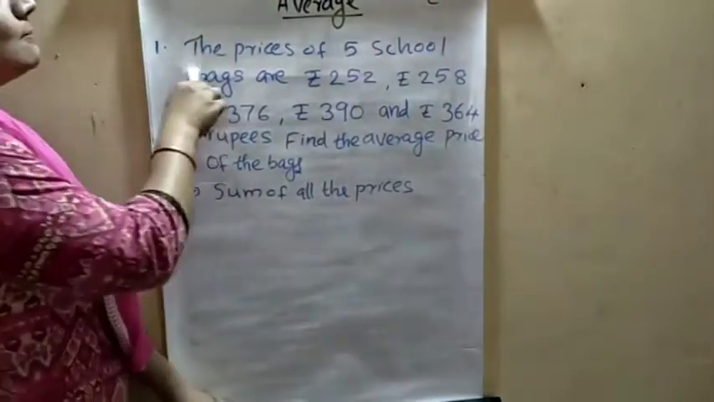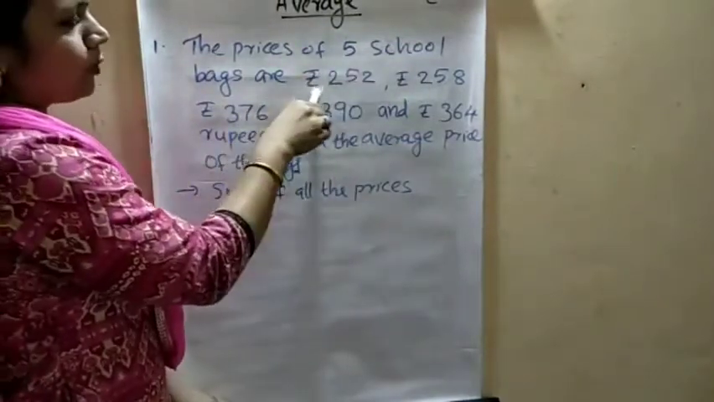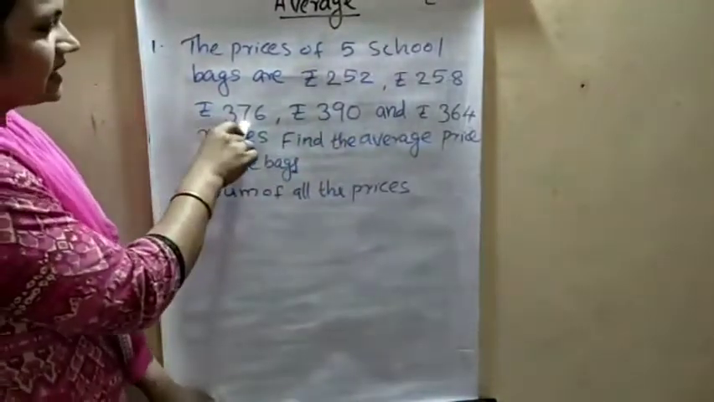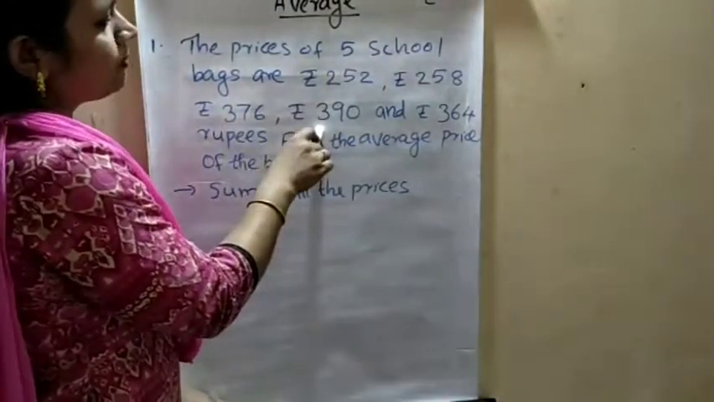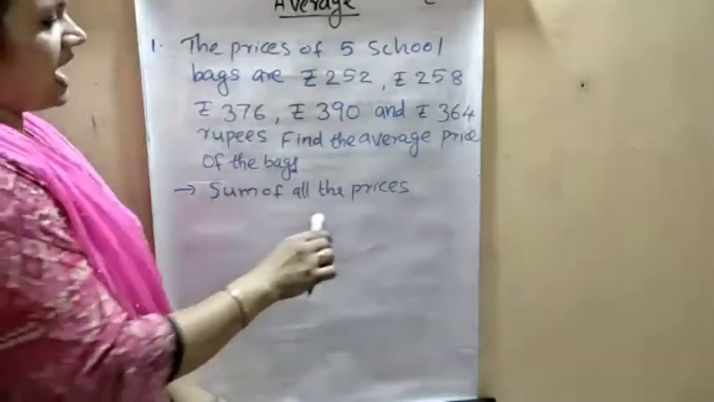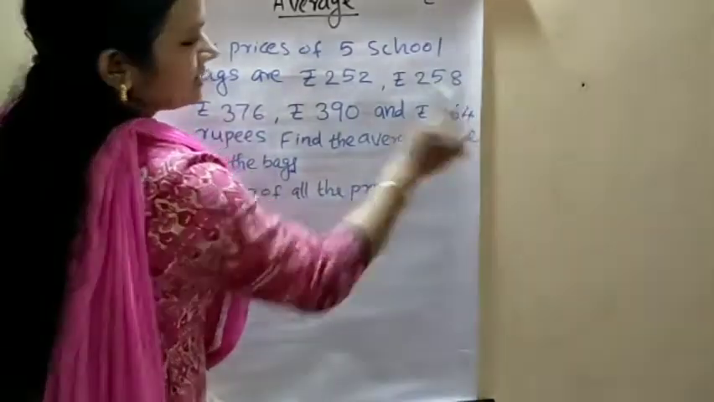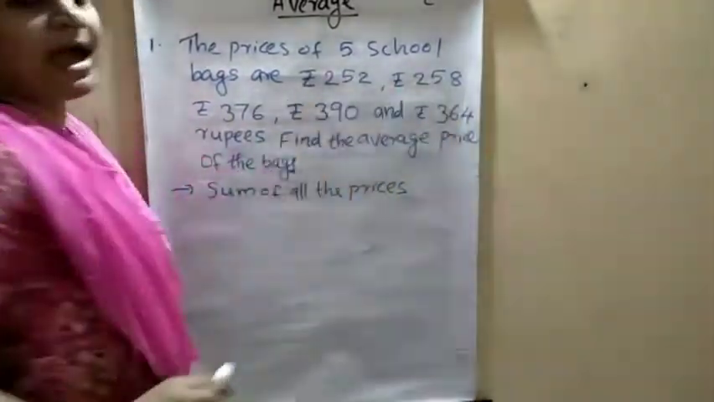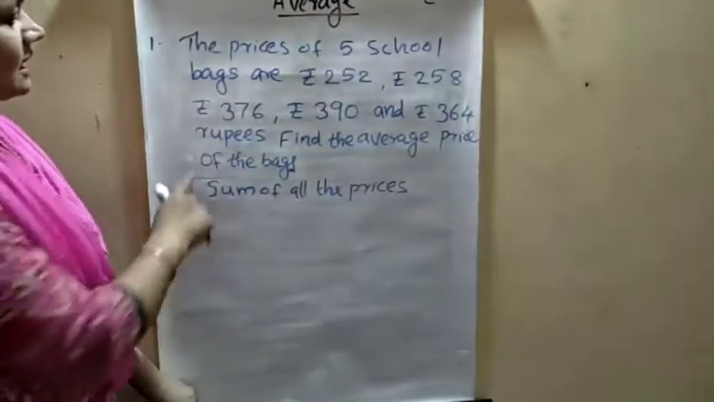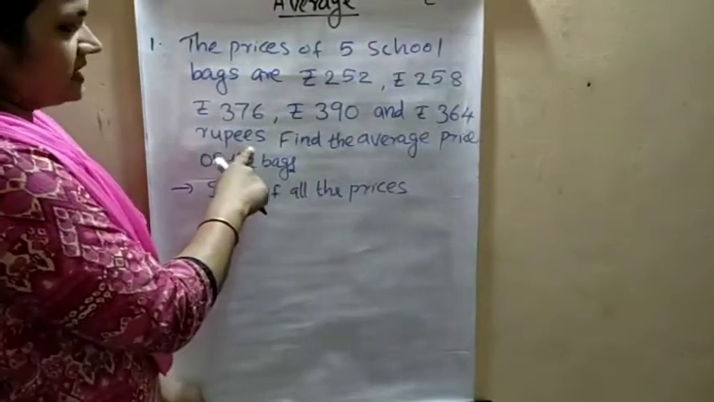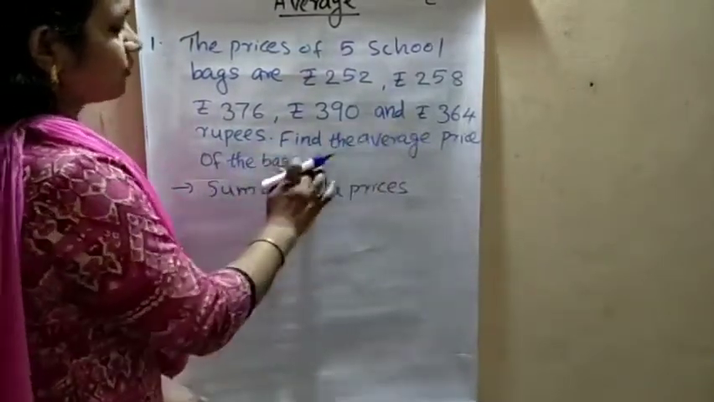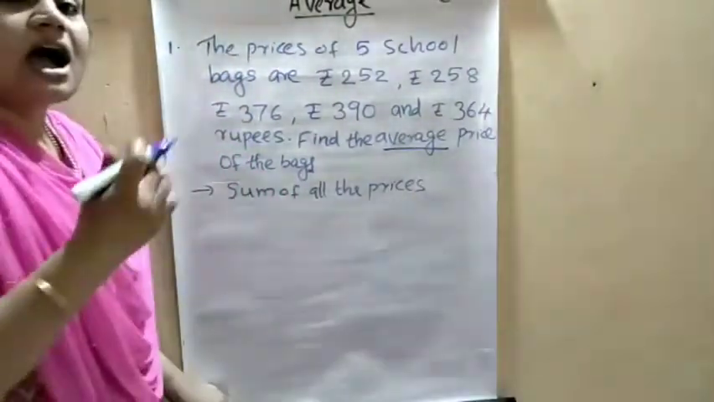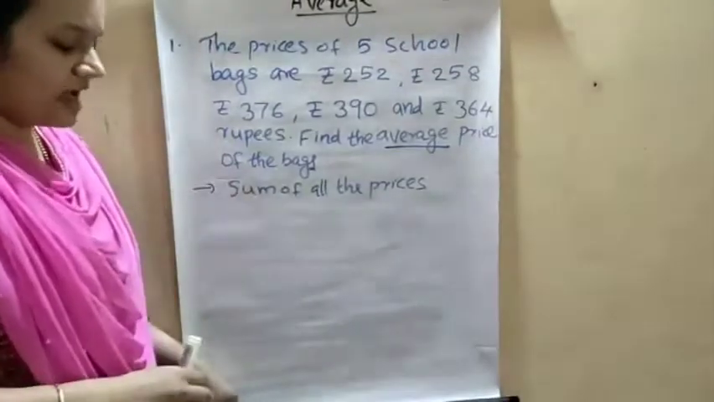Then the prices of 5 school bags are rupees 252, rupees 258, rupees 376, rupees 390 and rupees 364. How many bags were bought? 1, 2, 3, 4, 5 bags bought. Find the average price of the bags. We want to find out the average. Then how to calculate the average?